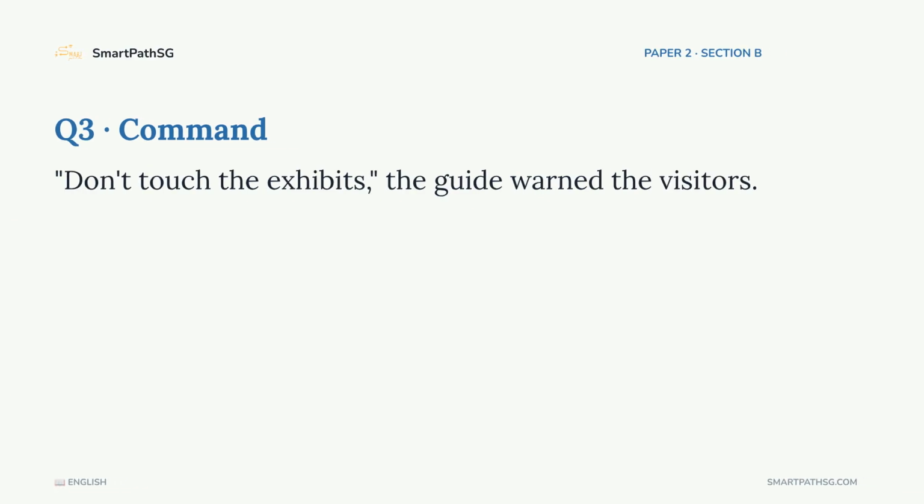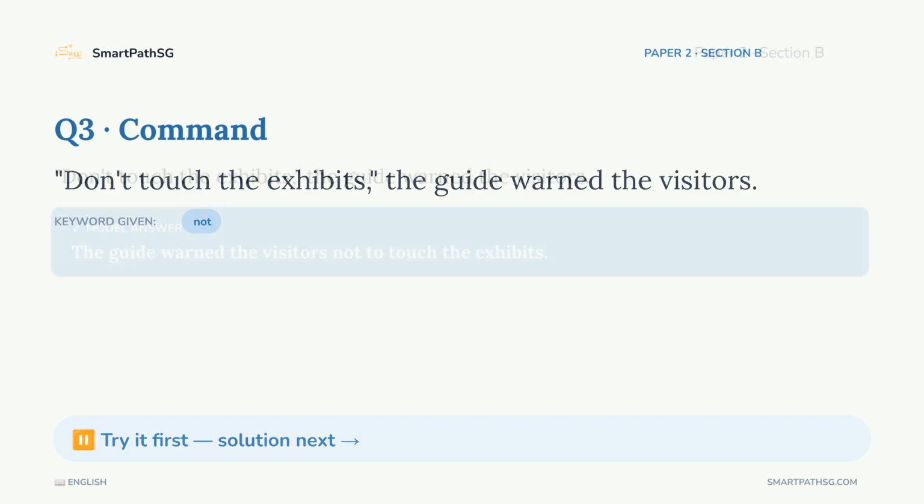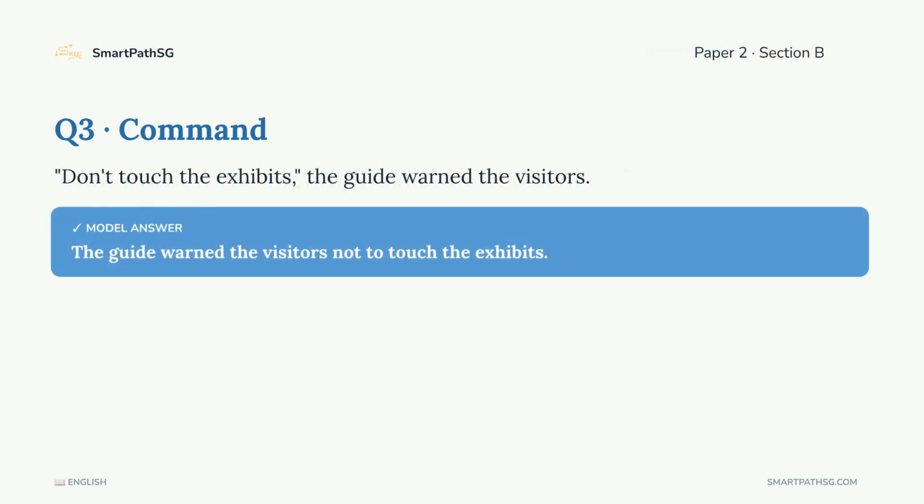Question 3. "Don't touch the exhibits," the guide warned the visitors. We are to rewrite using keyword not. This is a command and a negative one. How do we convert don't touch into a reported command? The correct answer. The guide warned the visitors not to touch the exhibits.